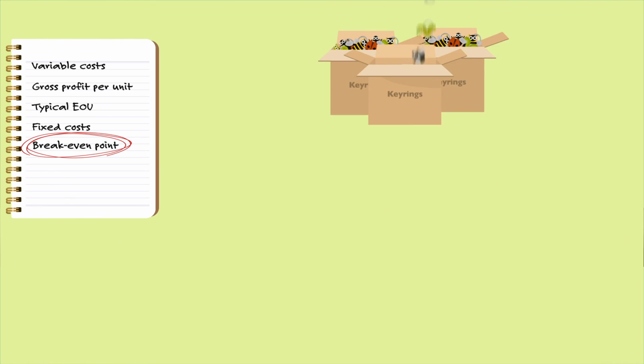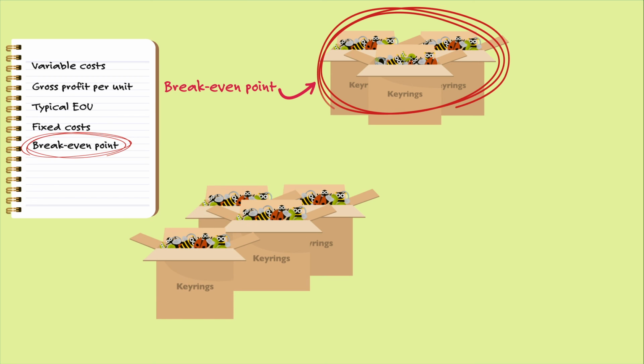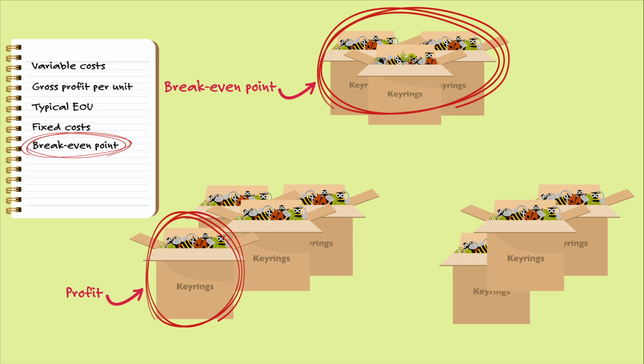It is important that an entrepreneur calculates the break-even point so that they are aware of the number of units they need to produce to cover their costs. Any units sold over the break-even point will be profit. If an entrepreneur is selling below the break-even point, then they are making a loss.